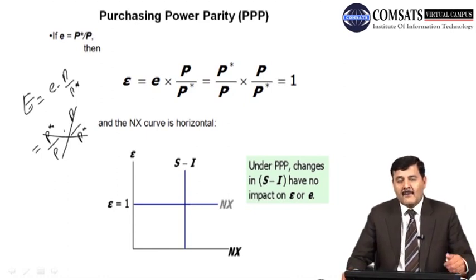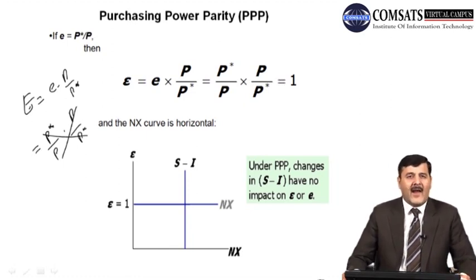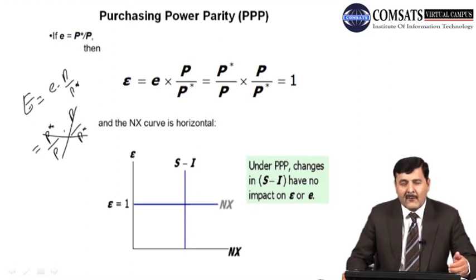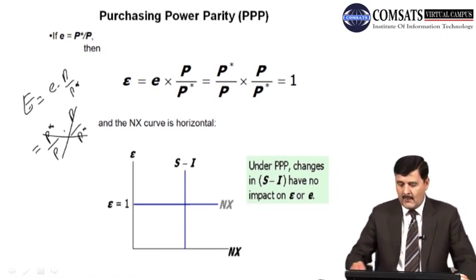So when we talk about purchasing power parity, we can conclude that it makes no difference whether there is a change in net capital outflow, which is saving and investment, or in net exports. They have no effect on the nominal exchange rate as well as on the real exchange rate. So under purchasing power parity, any change in net capital outflow or net exports has no impact on the real exchange rate as well as the nominal exchange rate.